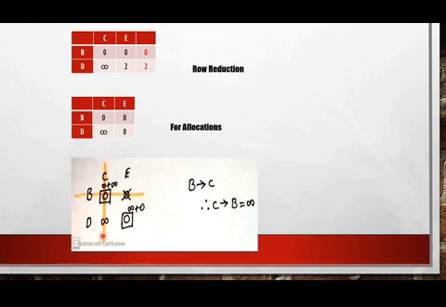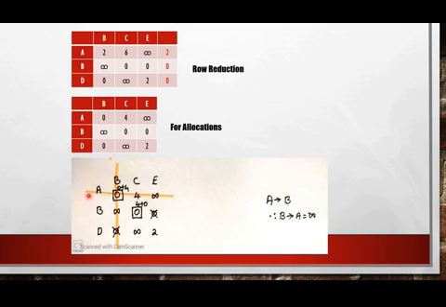Column wise minimum is infinity. Row wise minimum is 0. Here column wise minimum is 0. Row wise minimum is infinity. So for both I get infinity as the penalty. So what should I do? Same old procedure. Arbitrarily choose any.